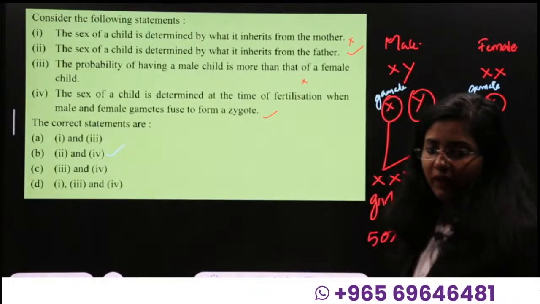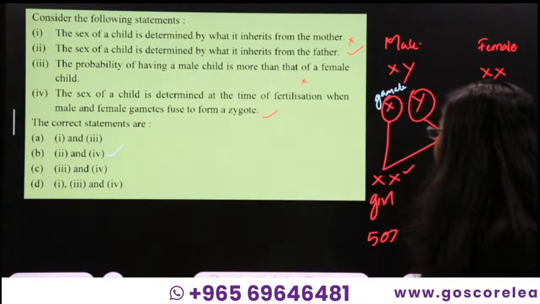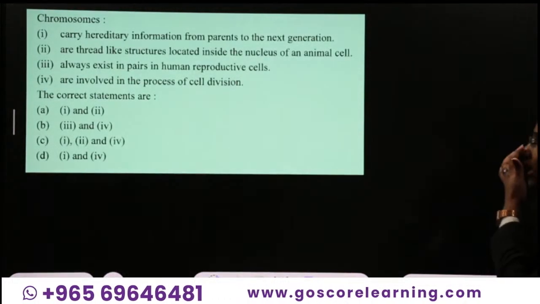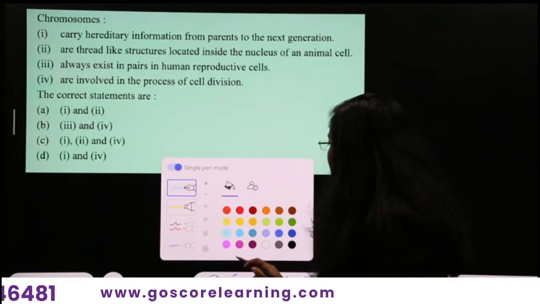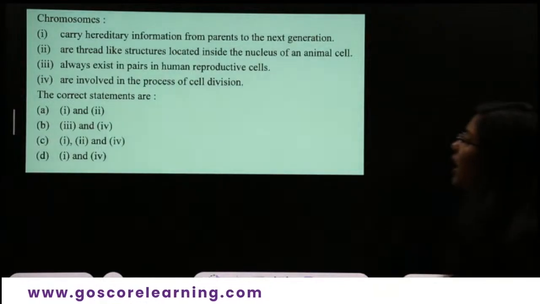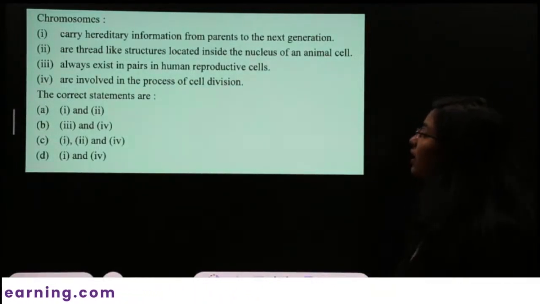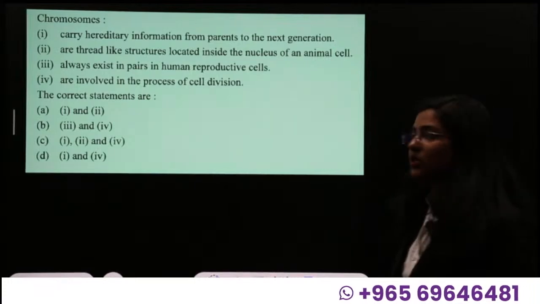Okay, so fine. We'll be moving to the next question. So what is the next question? See, chromosomes. Chromosomes carry hereditary information from parents to the next generation. That is the first statement given. What is the second statement? Chromosomes are thread-like structures located inside the nucleus of an animal cell. Third statement, always exist in pairs in human reproductive cells. Fourth statement, are involved in the process of cell division.